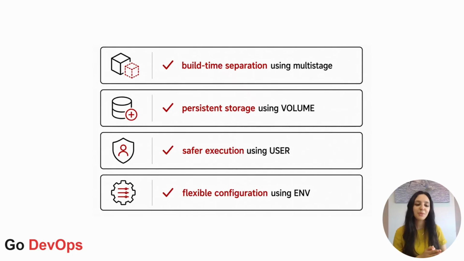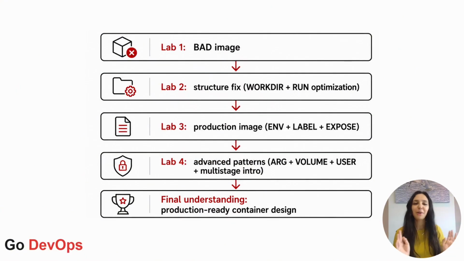So let's summarize what changed in this version. So we have the build time separation using multistage. We have persistent storage using volumes, safer execution using user, and flexible configuration using env. Now let's connect everything we've done in this episode.